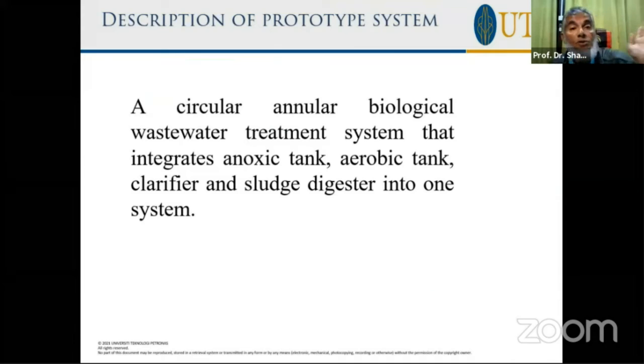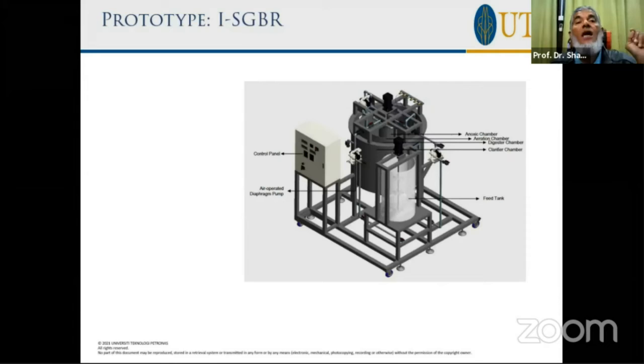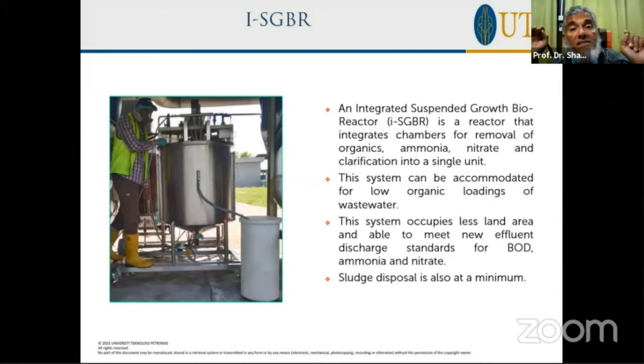Now the prototype system that I'm proposing is basically a circular annular biological wastewater treatment that integrates the anoxic tank, aerobic tank, clarifier, and sludge digester into one system. And this system is the ISGBR, right? That is the system that we have in place right now in UTP. This is the integrated suspended growth bioreactor, which integrates all four components mentioned earlier.